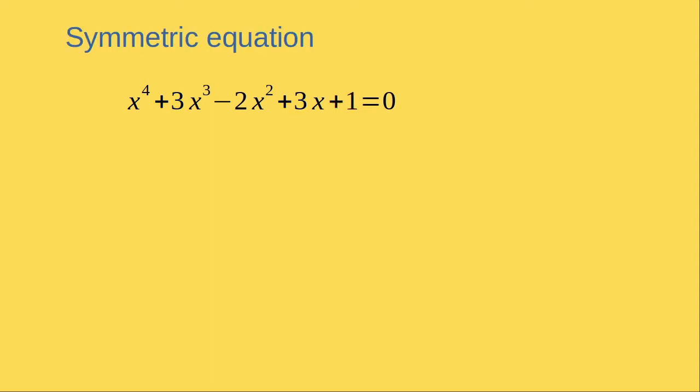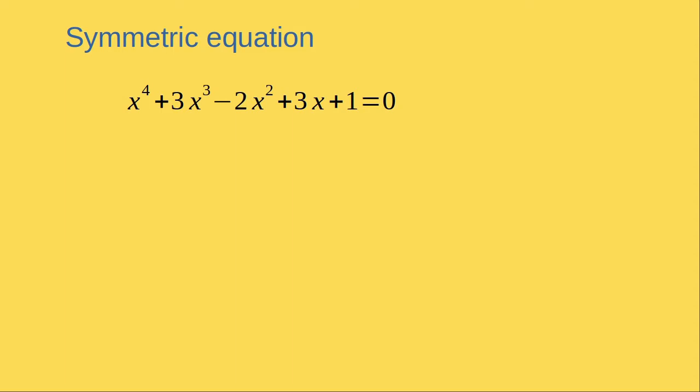That was easy, right? But what about this equation? We see that the first and the last coefficient are equal. The same is true for the second and second last coefficient. Therefore, this type of equations is called symmetric. But how can we exploit this symmetric structure?